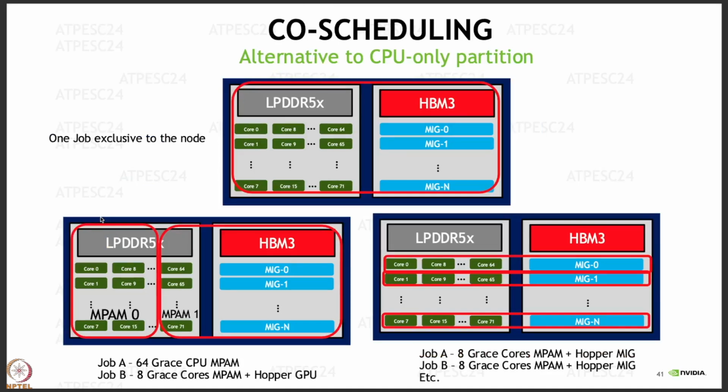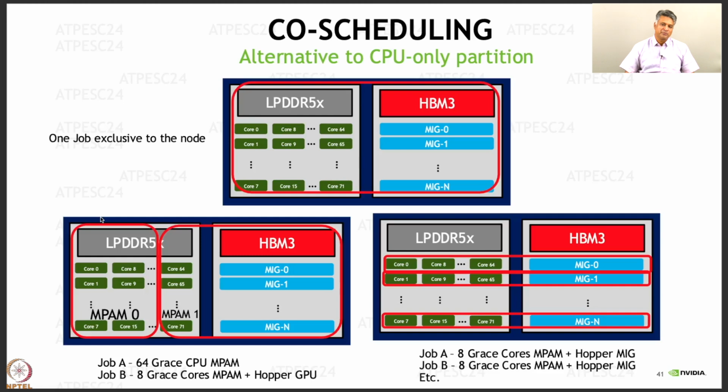The other advantage of using something like this is that you could do co-scheduling, if you have multiple jobs which are to be run on the same CPU, GPU combination. You can have obviously one job which takes up the whole node, which takes the CPU and the GPU completely, or you could divide it into several jobs. For example, job A could use 64 Grace CPUs, job B could use 8 Grace cores and then the Hopper GPU. So you have one job which is capable of running only on CPU and the other job which is running on the CPU and GPU combined.